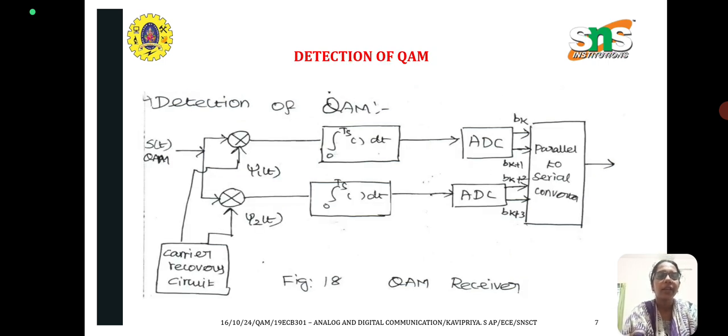And next is the detection. The output of the quadrature amplitude signal is given to the mixer. The other input is a carrier signal, which is obtained from carrier recovery circuits. The output of this mixer is given to the integrator, and the output of the integrator is given to the analog to digital converter. The output of the analog to digital converter is a digital signal, which is given to the parallel to serial converter. The generator has a serial to parallel converter, and in the receiver the data is converted back to serial and transmitted.